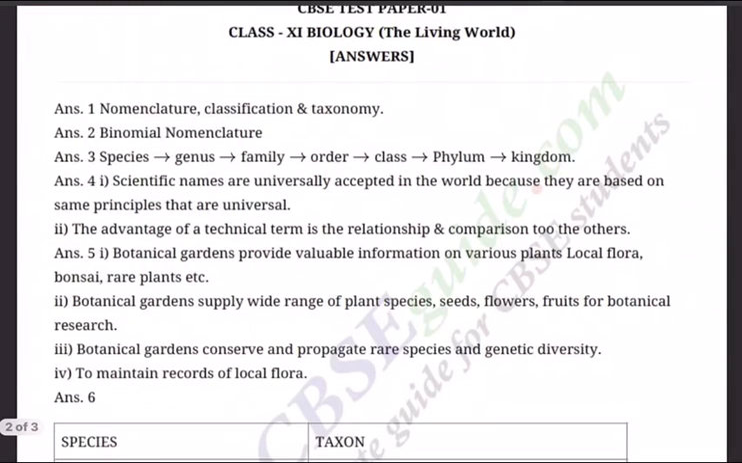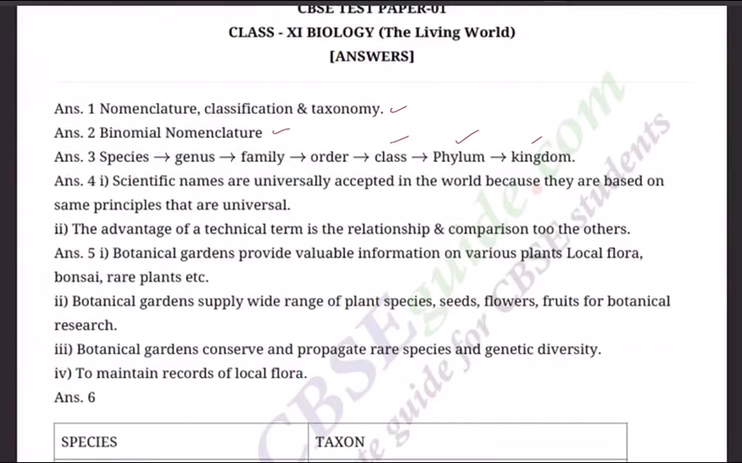Question number 1. Answer: nomenclature, classification, and taxonomy. Question 2. Binomial nomenclature and hierarchy. Species: many species will join together and form a genus. Many genera will come under a family. Many families will make an order, and many orders form a class. Many classes constitute a phylum, or plural phyla. Many phyla will make a kingdom, like many phyla under the animal kingdom.